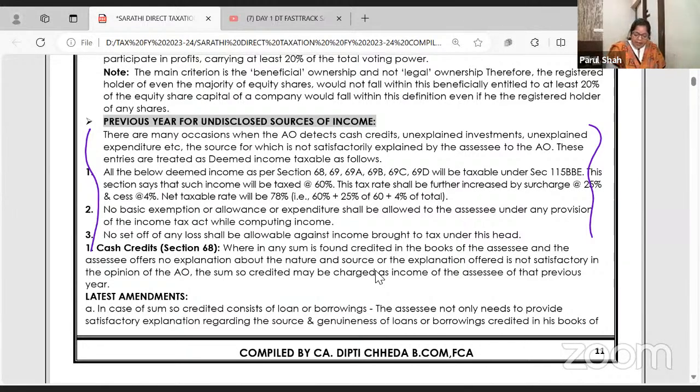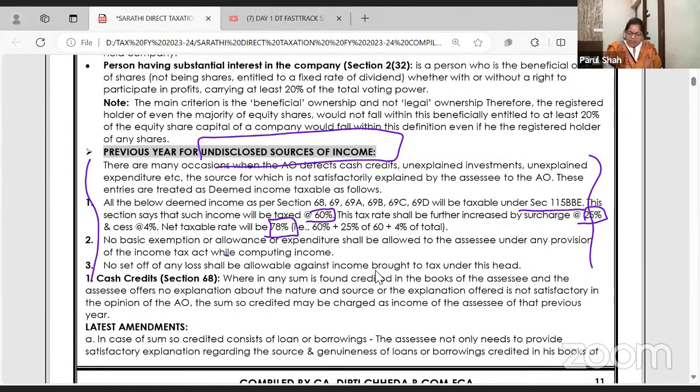Now, when there is a raid and search and undisclosed income, different modes of undisclosed income, black money, whenever it is disclosed, how much tax are you liable to pay under section 115BBE? 60% tax, 25% surcharge on tax, and cess on surcharge. Did you all follow? So like this, 78% tax you are liable to pay on undisclosed income. This is definitely asked in income from other sources also.